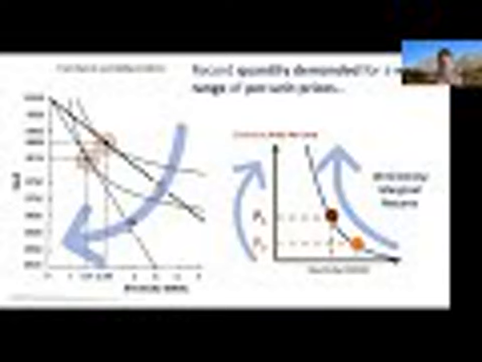So a Giffen good is a weird inferior good in that not only does it have this effect where as you increase income, you decrease consumption, but it almost seems to violate the so-called law of demand in that you increase price and you buy more of it.